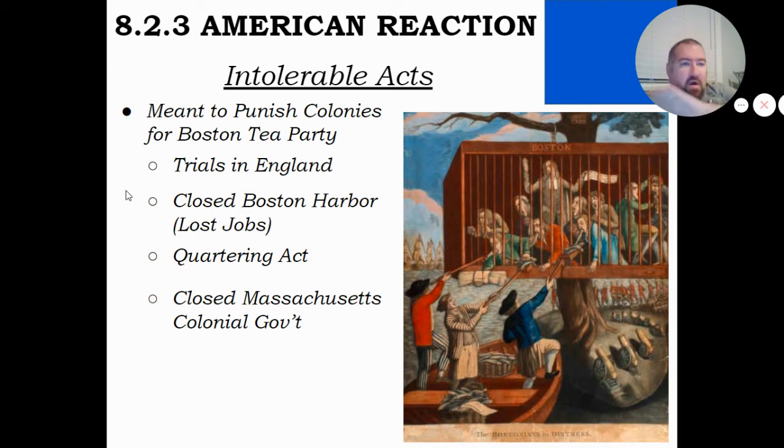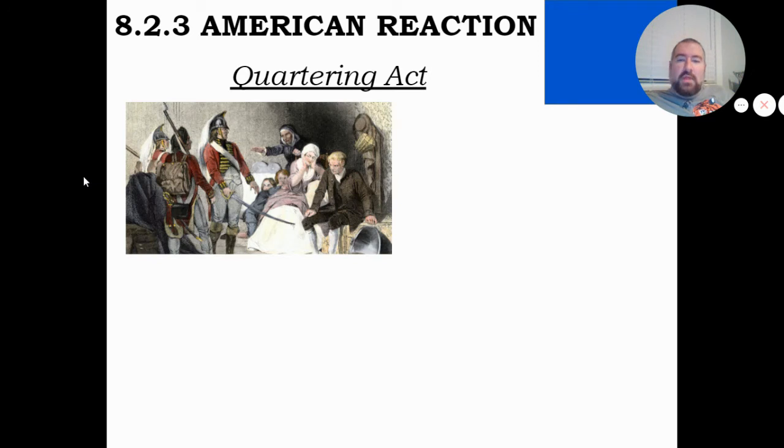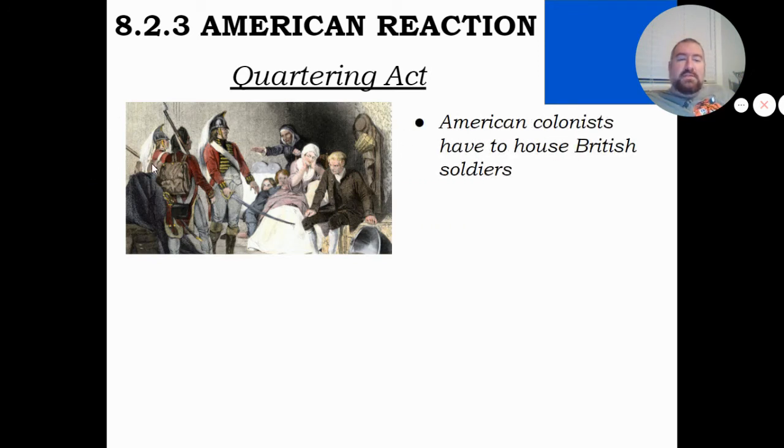So one more time, all of these laws, all of these acts were meant to punish the colonies. And so the colonies called them intolerable, unbearable laws. Even in Britain, they called them coercive, the coercive acts. And when you coerce somebody, you're basically blackmailing them or using force. So this was pretty rough, especially when it comes to the specifics of the Quartering Act. Because the Quartering Act meant that the American colonists had to house British soldiers. They had to put them up in their house, like a guest.